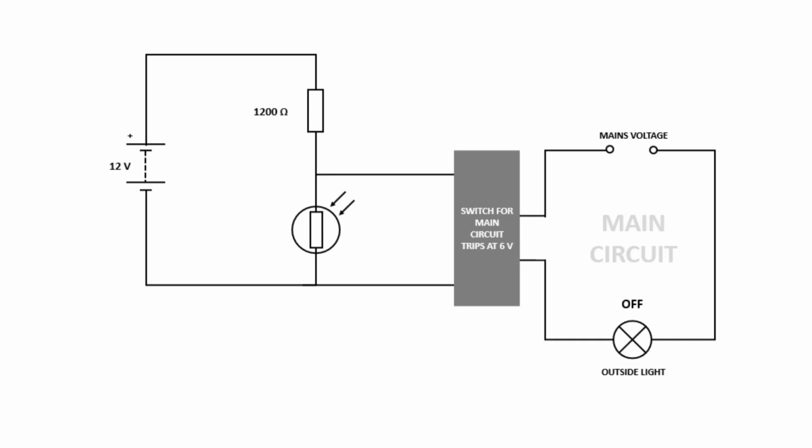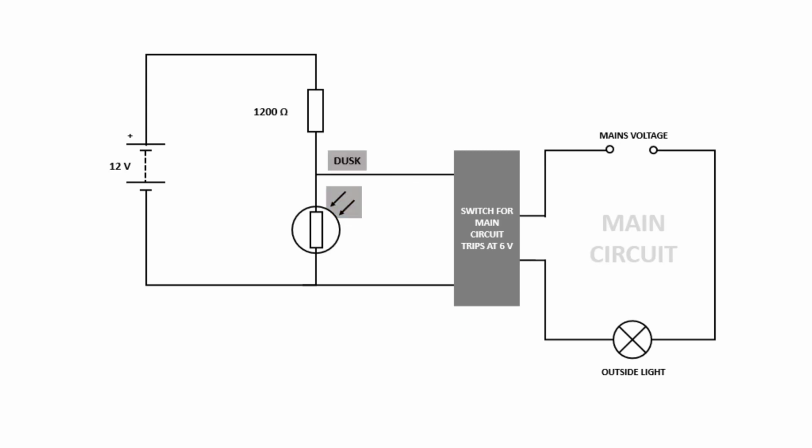With the light sensing circuit, we use the idea that the PD across the LDR must be the same as the PD across the switch hidden in the grey box. If the PD is 6 volts or greater, then the switch is closed and the outside light is on. When it's light in the afternoon, the LDR has a low resistance. So here, it only takes 1/3 of the PD, which is 4 volts, not enough to trip the switch.